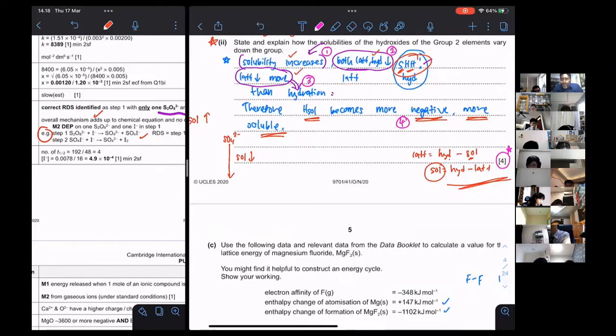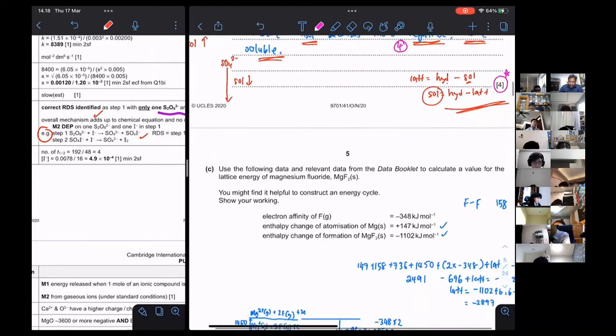So when the radius of cation is increasing, both of them will decrease. Okay, but what will happen for sulfate? The hydration will decrease more compared to lattice. Okay, so the only thing different is the hydration will decrease faster. Yes, correct. Okay, so you just play around with these two.